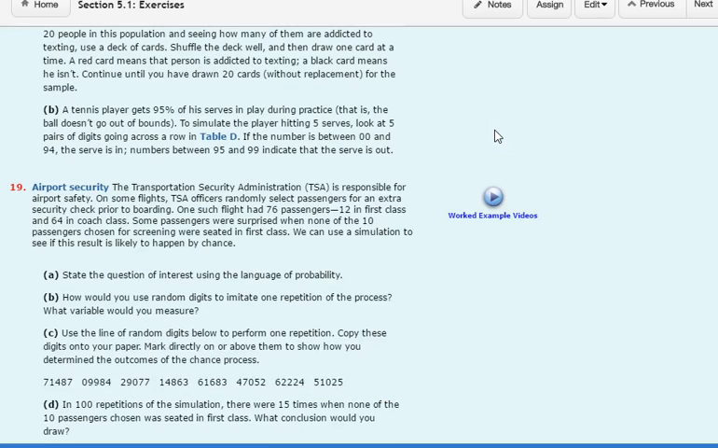Part B is actually correct. They're correctly using 00 to 94 or 95 of the numbers to represent the serves that he hits and the other 5 numbers representing the serve is out.